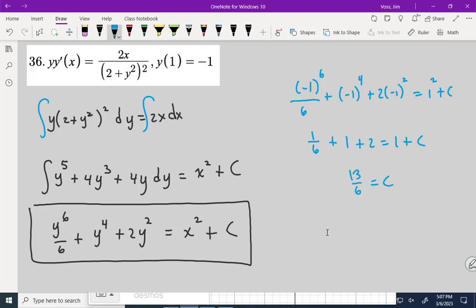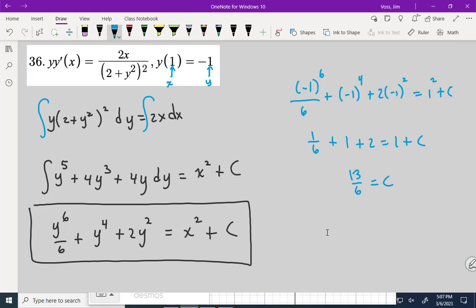Alex? How do you know x is 1? y of x equals -1. So that's the x value for that y value. So this says when x is 1, y is -1. So it goes through the point 1 comma -1.